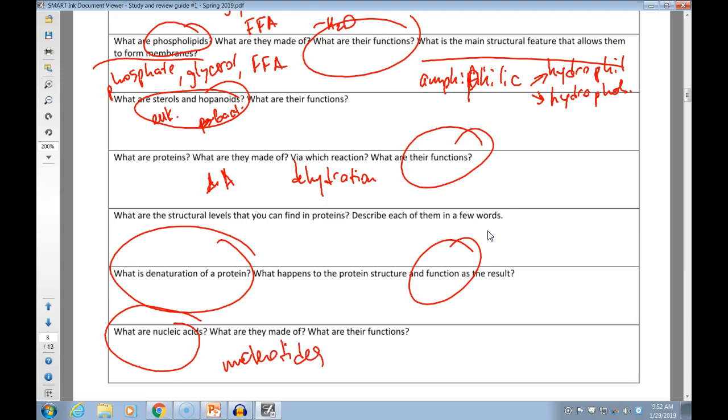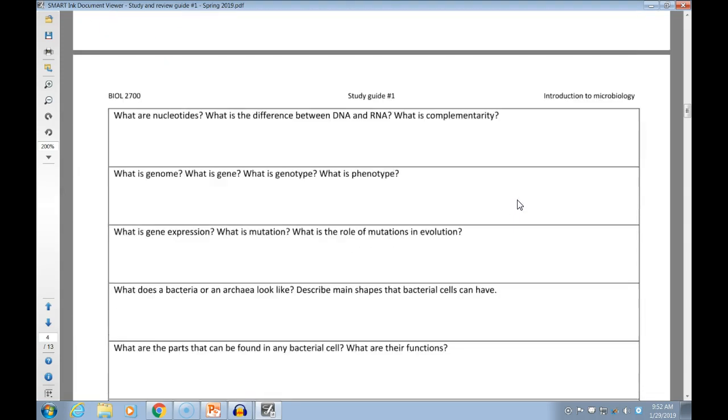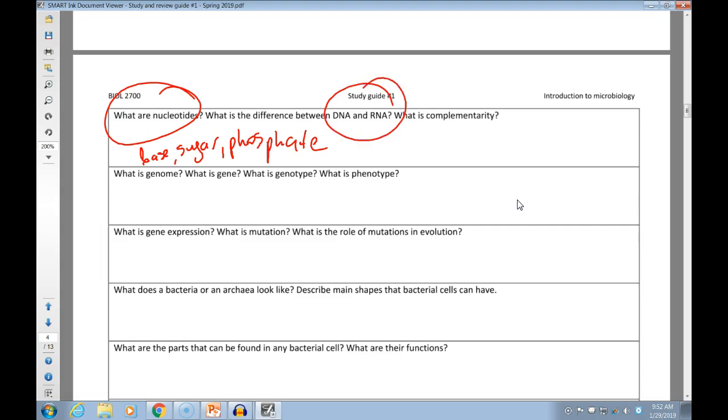Functions, storage and expression of genetic information. So nucleotides, just that idea, you have a base, sugar, phosphate. Between DNA and RNA, structurally, DNA is double-stranded, RNA is single-stranded. DNA stores genetic information, RNA helps with expression of it.